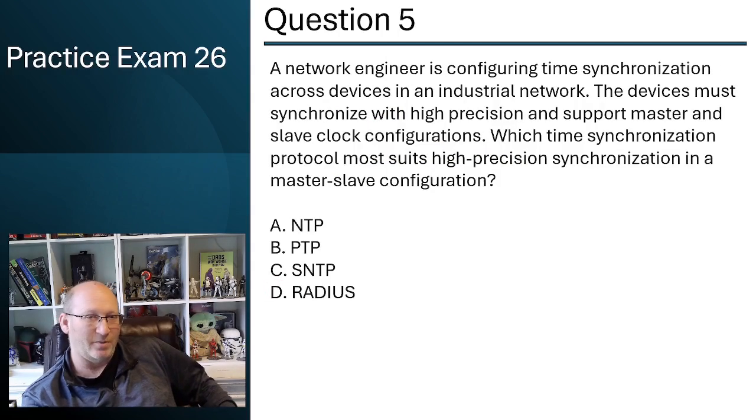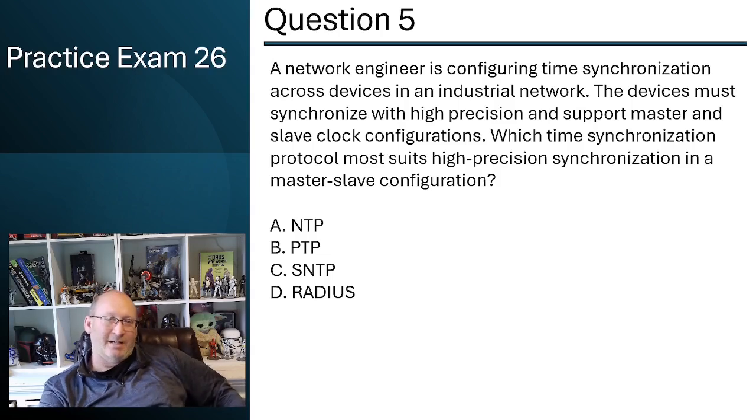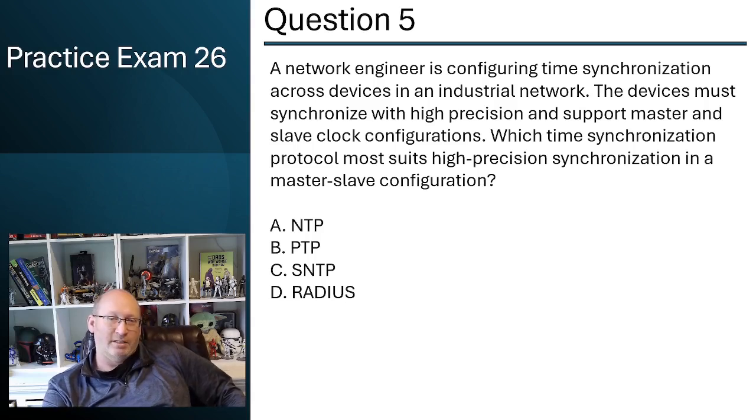All right, question number 5, last question for the day. A network engineer is configuring time synchronization across devices in an industrial network. The devices must synchronize with high precision and support master and slave configurations, also known as primary and secondary clock configurations. Which time synchronization protocol most suits high precision synchronization in a master-slave or primary-secondary configuration? What do you think on this?